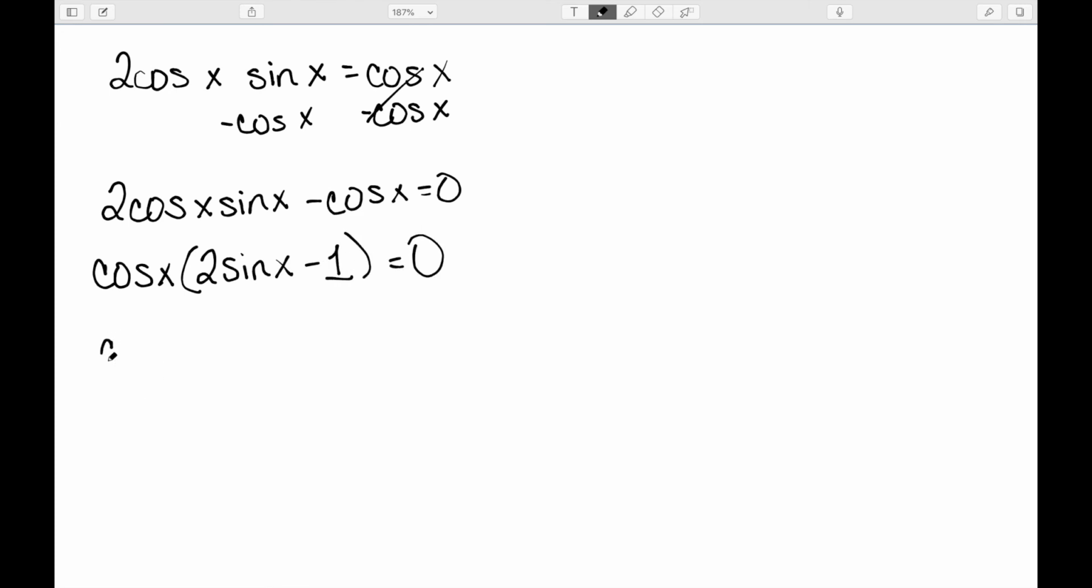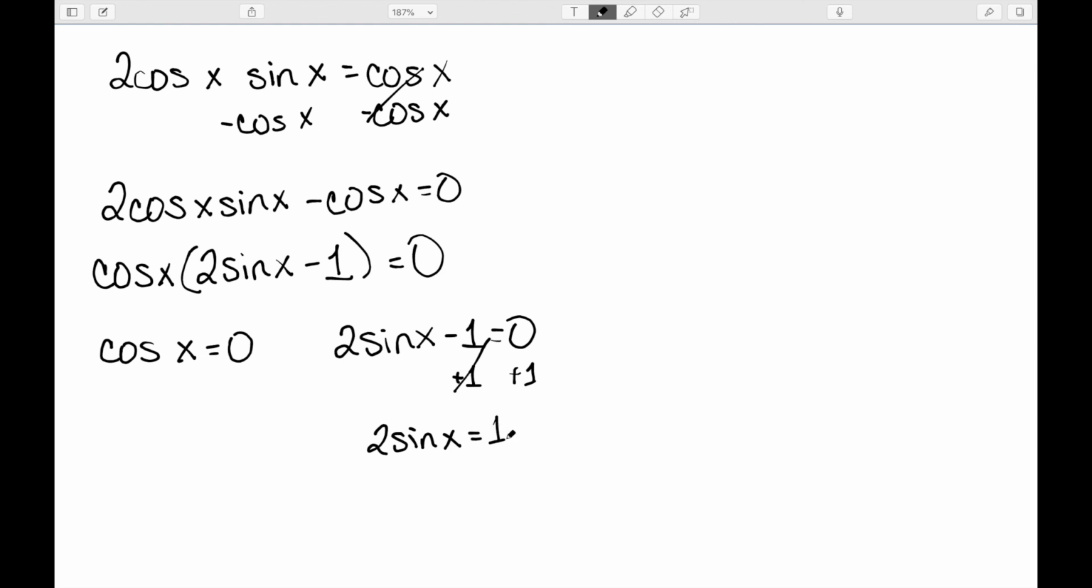Well, now my zero product property tells me that either cosine of x is equal to 0 or 2 sine x minus 1 is equal to 0. Adding 1 gives me 2 sine x equal to 1, and dividing by 2, you get sine of x is equal to 1/2.